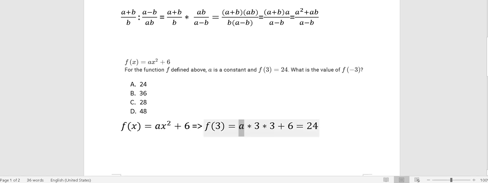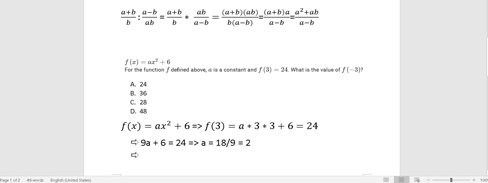And we need to solve for a here. Alright, so 3 times 3 is 9, so 9a plus 6 equals 24, which basically results in a equals 24 minus 6, 18, divided by 9 equals 2, so a is 2.